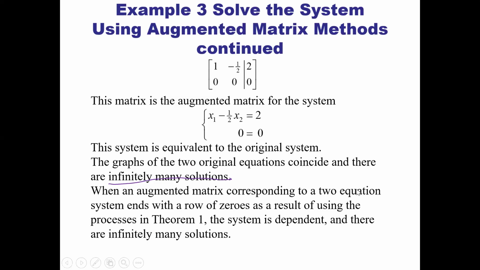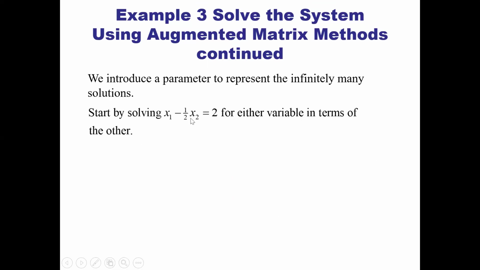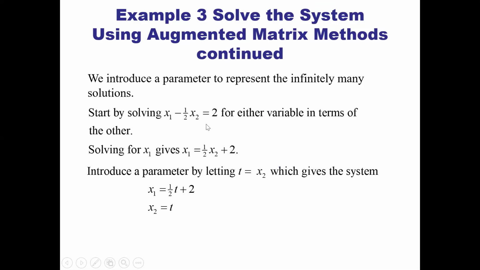Now, there are different ways we can write that. When they have this, the system is dependent, and there are infinitely many solutions. So what we have to do is let one of these variables equal some other variable. Usually a t is given, not always, but sometimes. So let's let x2 equal t.